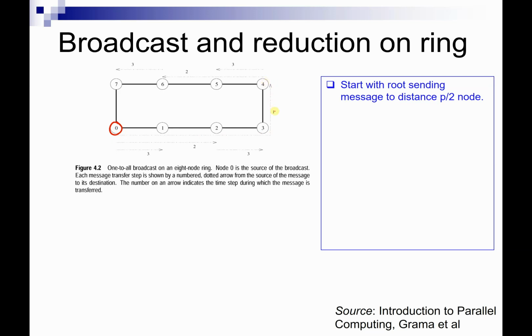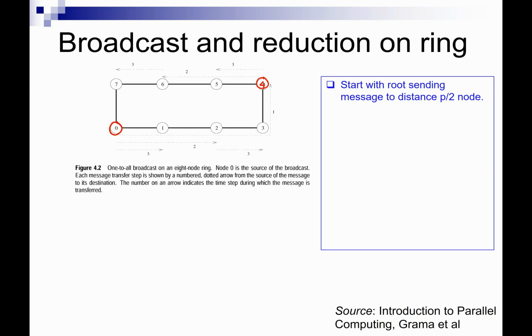Okay, so the way we indicate that is with this dotted line over here, and the 1 indicates that this is the first step of the algorithm. After the first step, process 4 also has the value. So now we have somebody else to help process 0 do the broadcast.